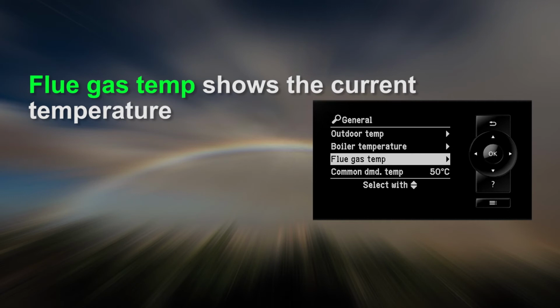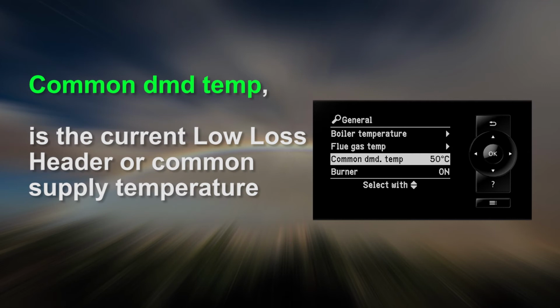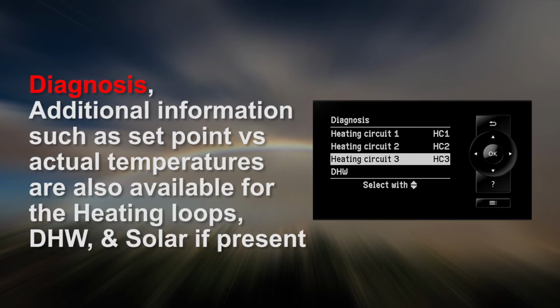Flue gas temperature shows the current temperature. Flue gas temperature can be used to look for issues with heat transfer through the heat exchanger and efficiency. Common demand temperature is the current low-loss header or common supply temperature. Under diagnosis, additional information such as set point versus actual temperatures are also available for heating loops, DHW, and solar if present.